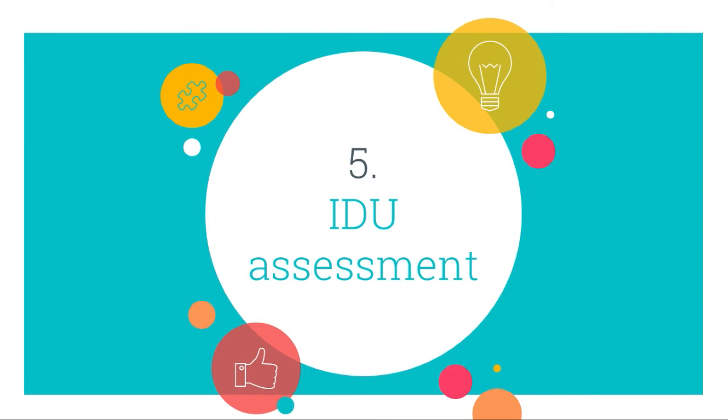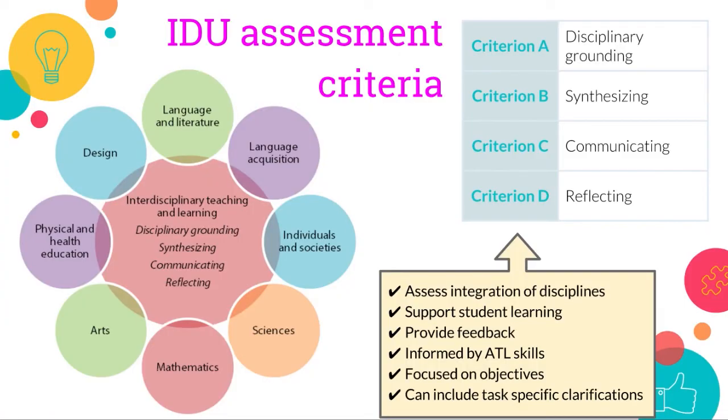And we got to the last section of our workshop. Number 5, interdisciplinary unit assessment. There are 4 assessment criteria, and they are perfectly aligned with the objectives that we have already seen. Criteria A refers to disciplinary grounding. Each grade will come from the different disciplines, and teachers will have to come up with a final grade.